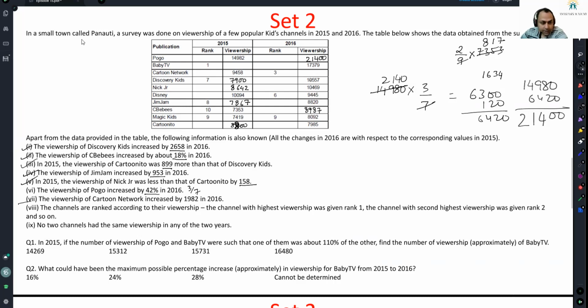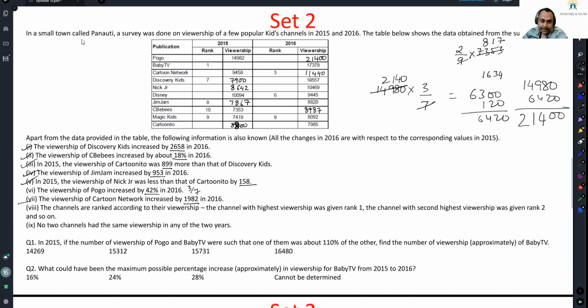Next is the viewership of Cartoon Network increased by 1982 in 2016. Where is Cartoon Network? If it increased by 1982, I will increase it by 2,000 and then decrease 18. So 2,000 more than this would be 11458. So it will be 11440. 18 less than that, because this is 18 less than 2,000.